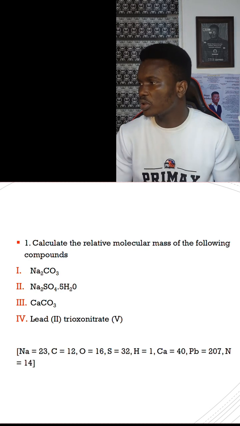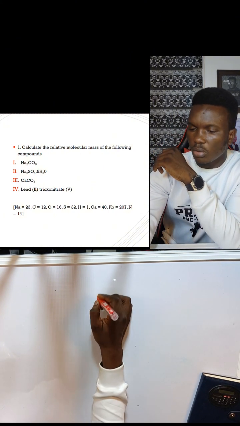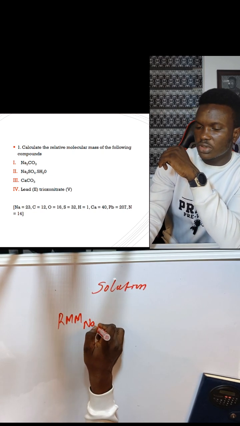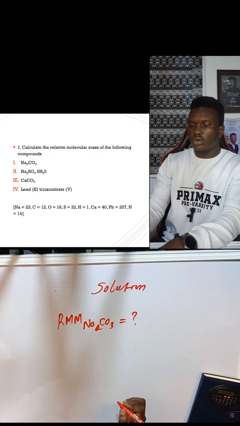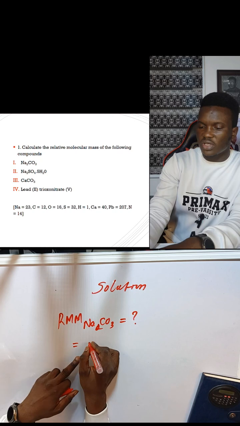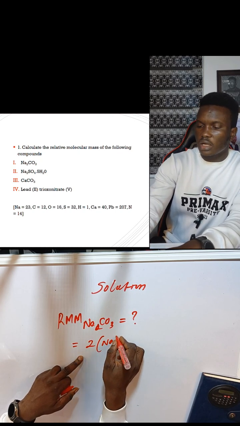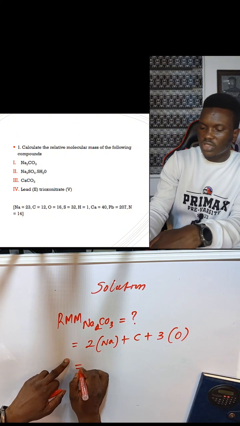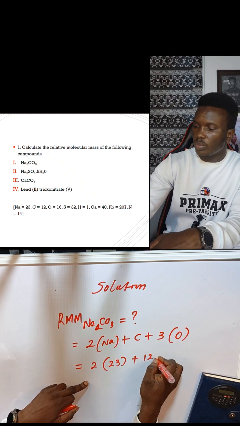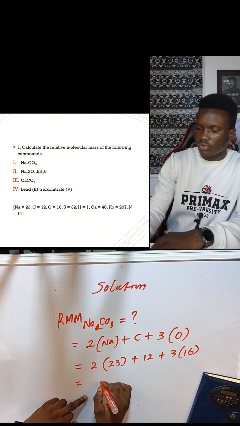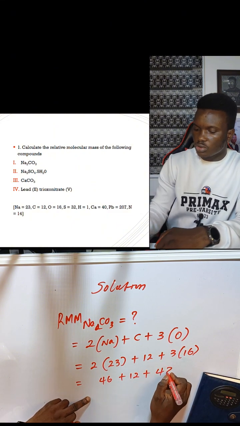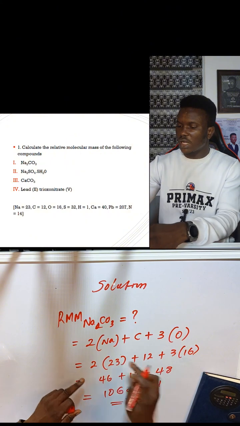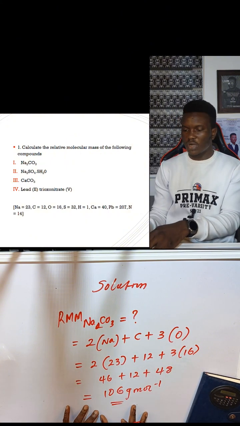So how do we do this calculation? What you are going to do is take the compound, so solution, the relative molecular mass of Na2CO3. That's what we want to calculate. So now, how do you do it? You take, how many sodium do you have in this compound? 2. So that will be 2 into Na, plus how many carbon? 1 carbon. How many oxygen? 3 oxygen. So when you add all of these values together, you're going to have 2 into 23 plus 12 plus 3 into 16. So this is going to give you 46 plus 12 plus 48. So at the end, all this will give you 106 gram per mole. So you sum all the atomic masses together and that will give you the relative molecular mass. So that's how to do that part.